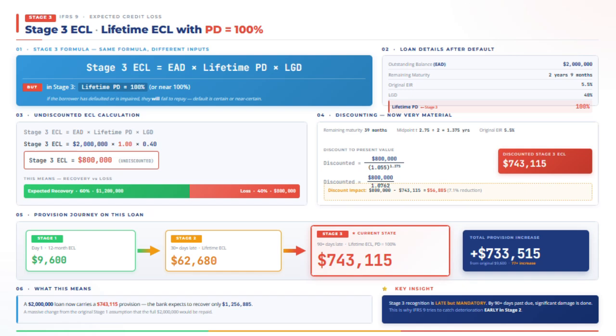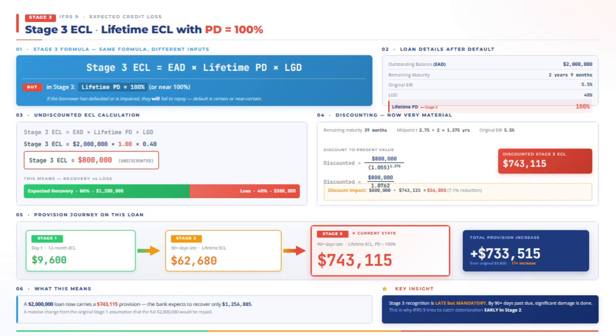So stage 3 recognition is late but mandatory, and by the time you hit stage 3, the damage is done. And that is why stage 2 identification matters so much, because you will catch the credit problems early before they deteriorate to default. Now let's move to the critical shift that happens in stage 3.